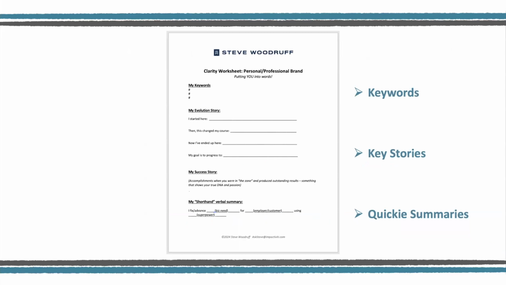Now, when I do this exercise with individuals or teams, and I do this with groups, I do this with people, there are three things that we start with for an introductory set of memory darts. One is the keywords. The next is key stories. There are certain stories that stick in people's minds. And then what we arrive at as the quickie summaries, the things that you're going to use as that dart to get people interested.